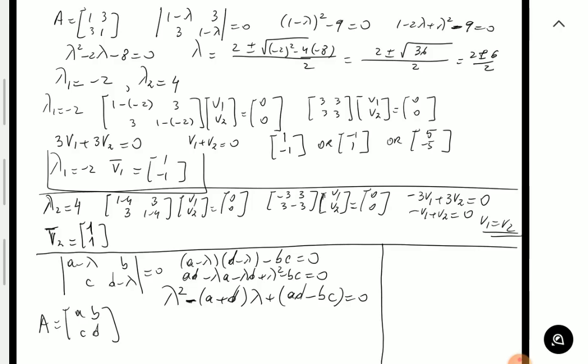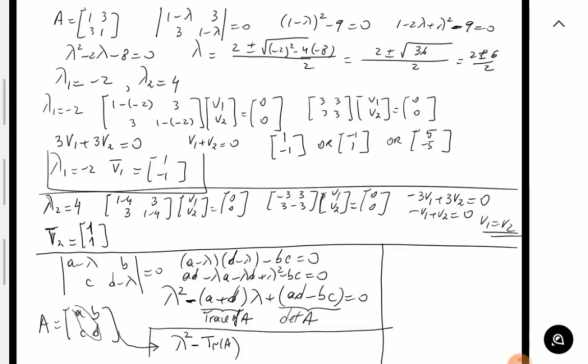You have a minus in front of the parentheses in the middle, and in the parentheses you have the sum of the main diagonal of the original matrix. That's called the trace of the original matrix. The trace of A is the sum of the elements of the main diagonal. The constant, the term independent of lambda, happens to be the determinant of A. So actually you can go direct from a matrix to the characteristic equation by simply writing lambda squared minus the trace of the matrix times lambda plus the determinant of that matrix.